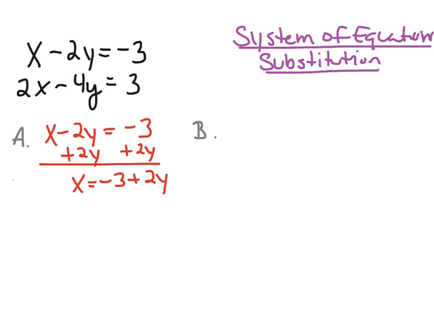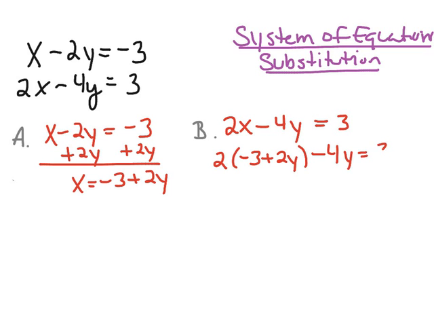Now what we're going to do is take that negative 3 plus 2y and substitute that into the other equation. This is the other equation. 2x minus 4y equals 3. What we're doing is we're taking out x and we're replacing that x with a negative 3 plus 2y. Again, this is why we call this substitution. We're taking something out and we're replacing it with something else.